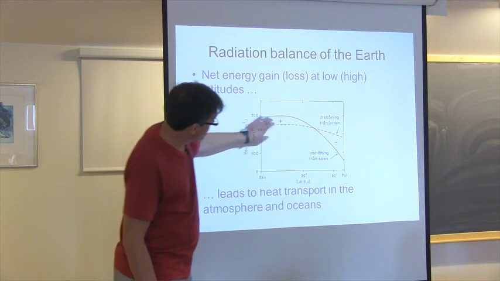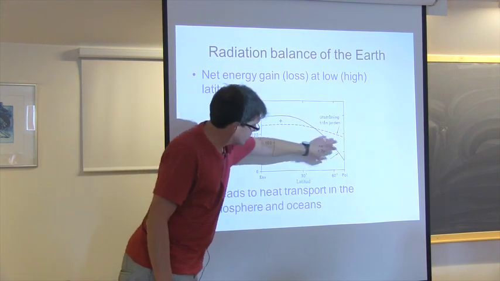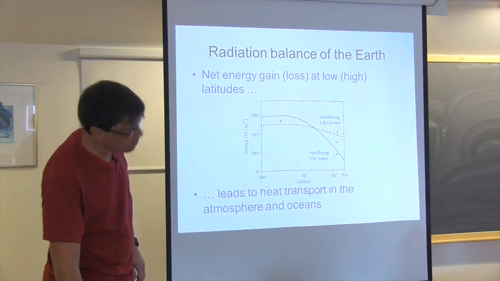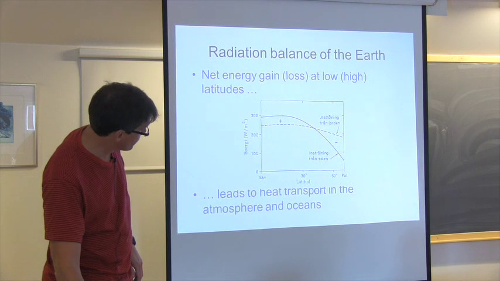So this is what we see. Low latitudes have a gain and high latitudes have a loss all the time, and this then leads to the transport in the atmosphere and oceans.